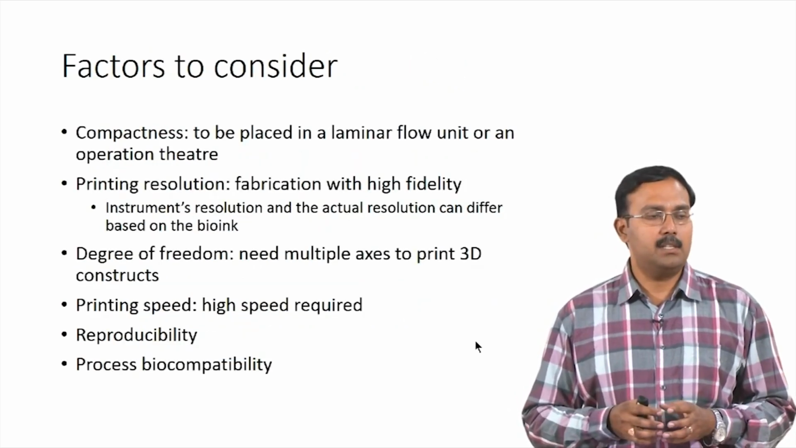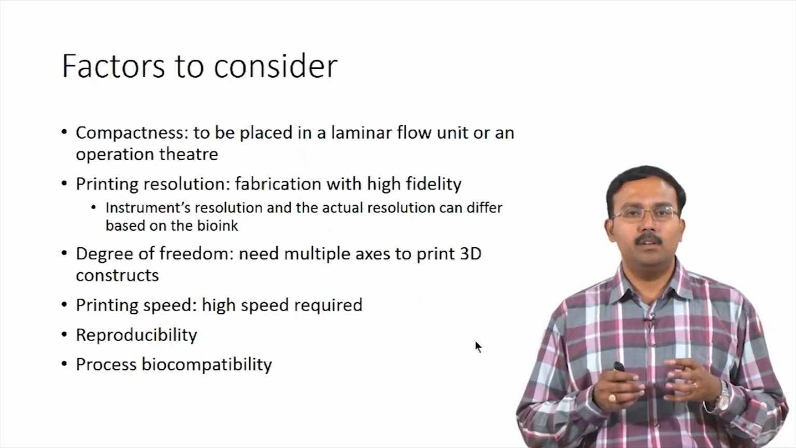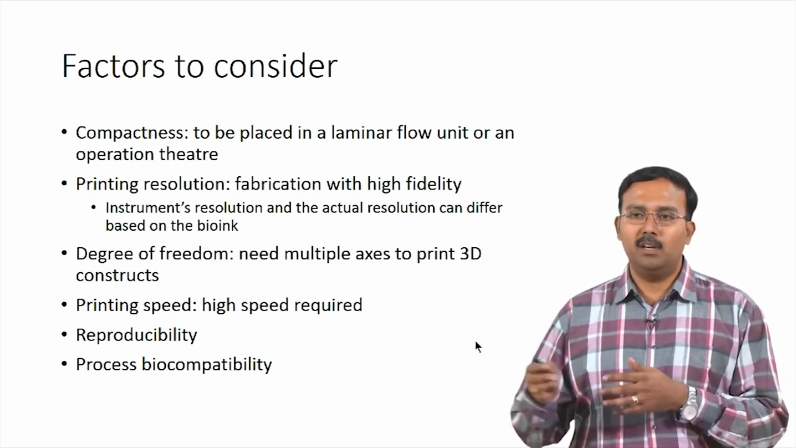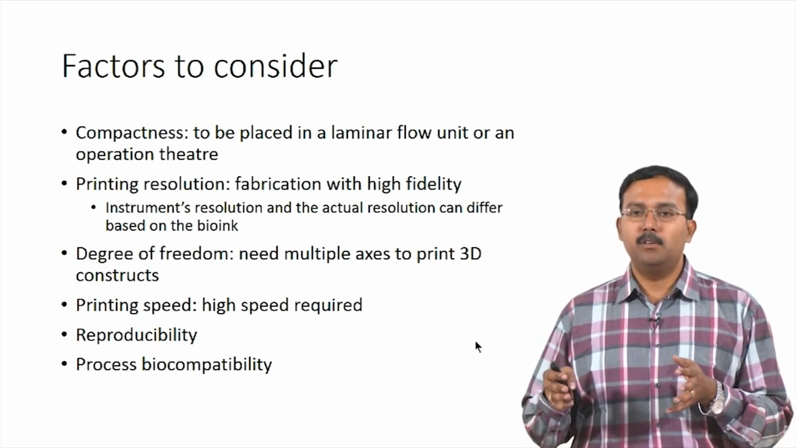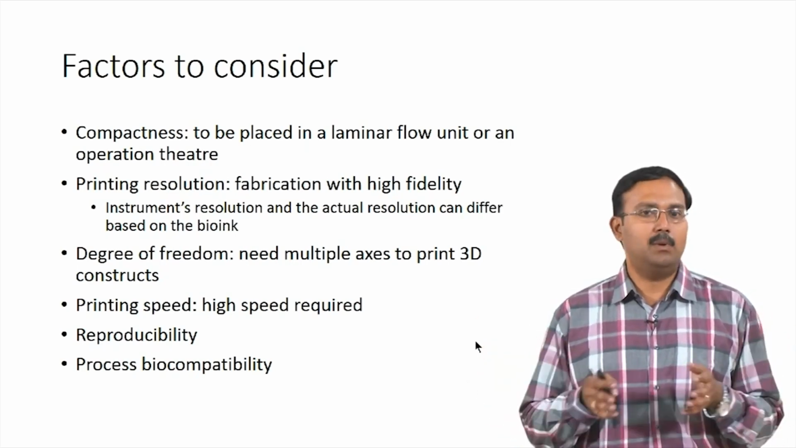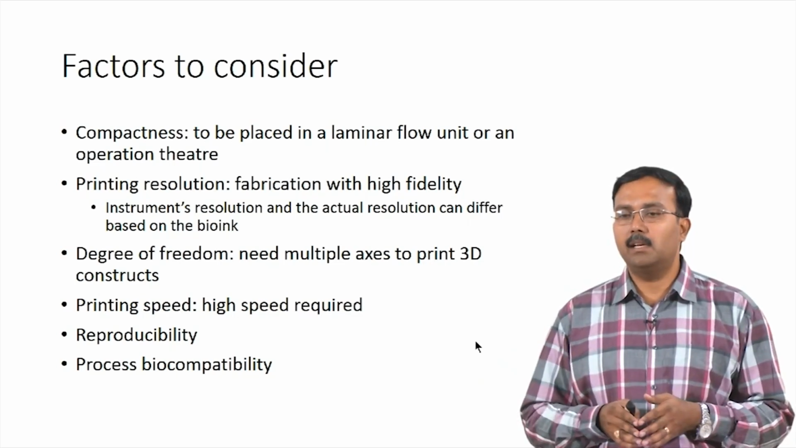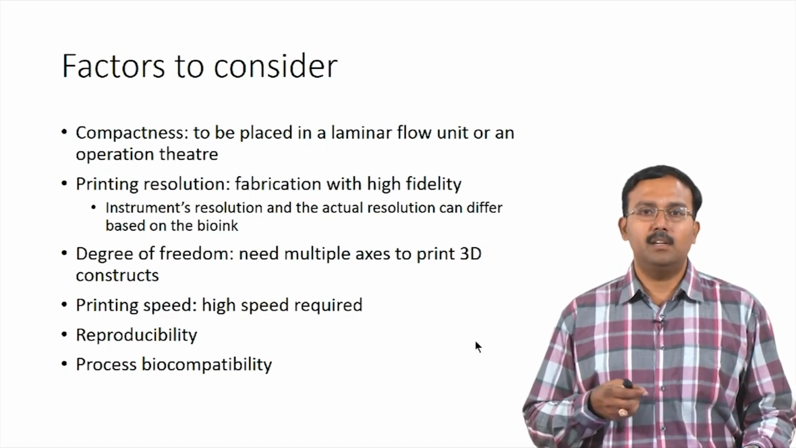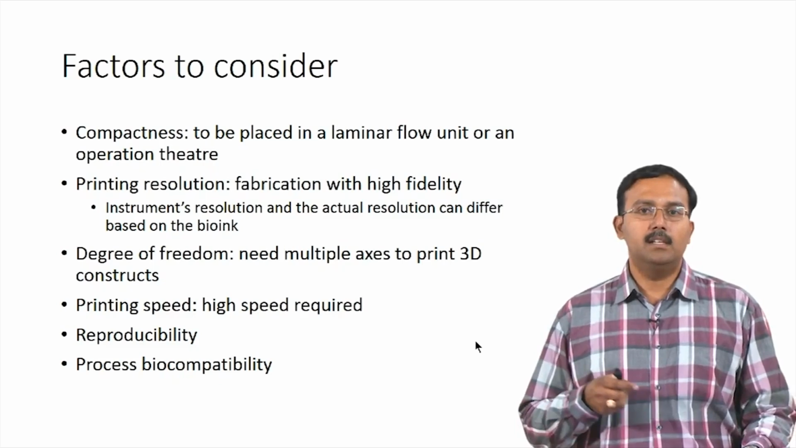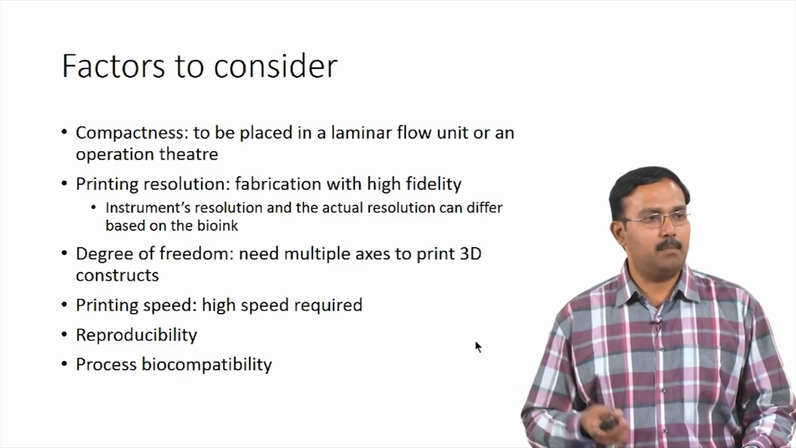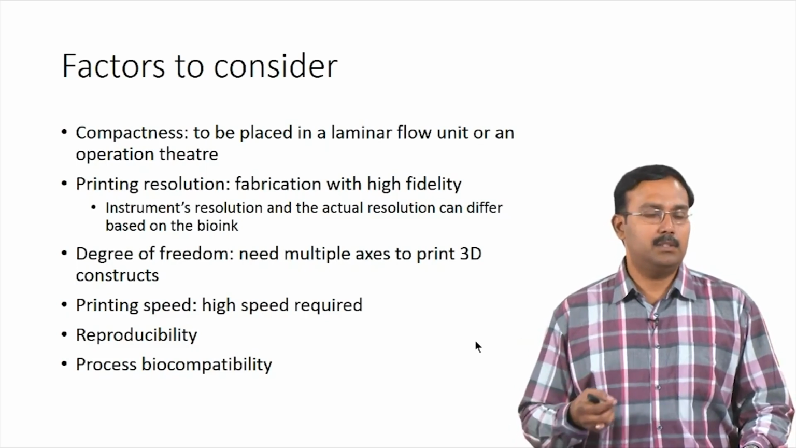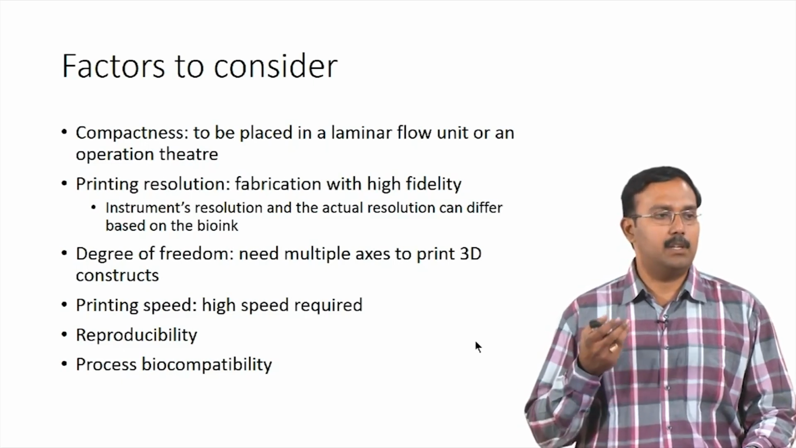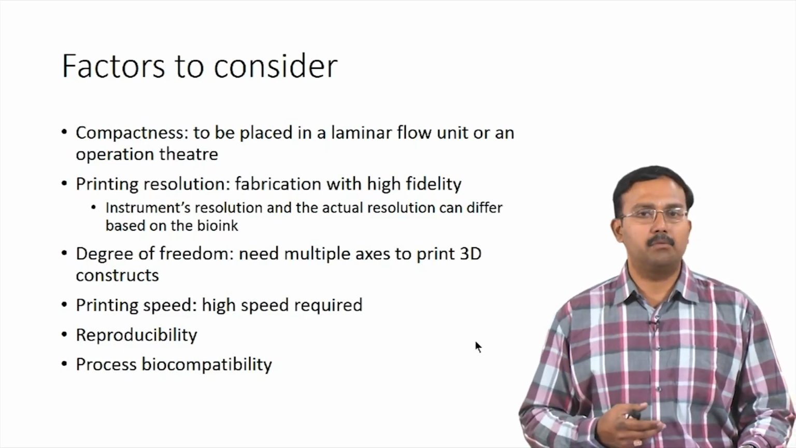So, the factors you need to consider when you are actually printing are, first, the printer needs to be compact, because you might have to place it inside a lab, or you might want to keep it in an operation theater. So, you would not want something which is too large. That is one aspect which needs to be looked at when you are choosing a printer. The printing resolution would have to be very good, so that you can fabricate with high fidelity. The instrument's resolution alone does not determine the printing resolution. The actual resolution can be based on the bio ink you use as well. So, you need to take both into consideration while you are talking about the resolution of the printed scaffold.